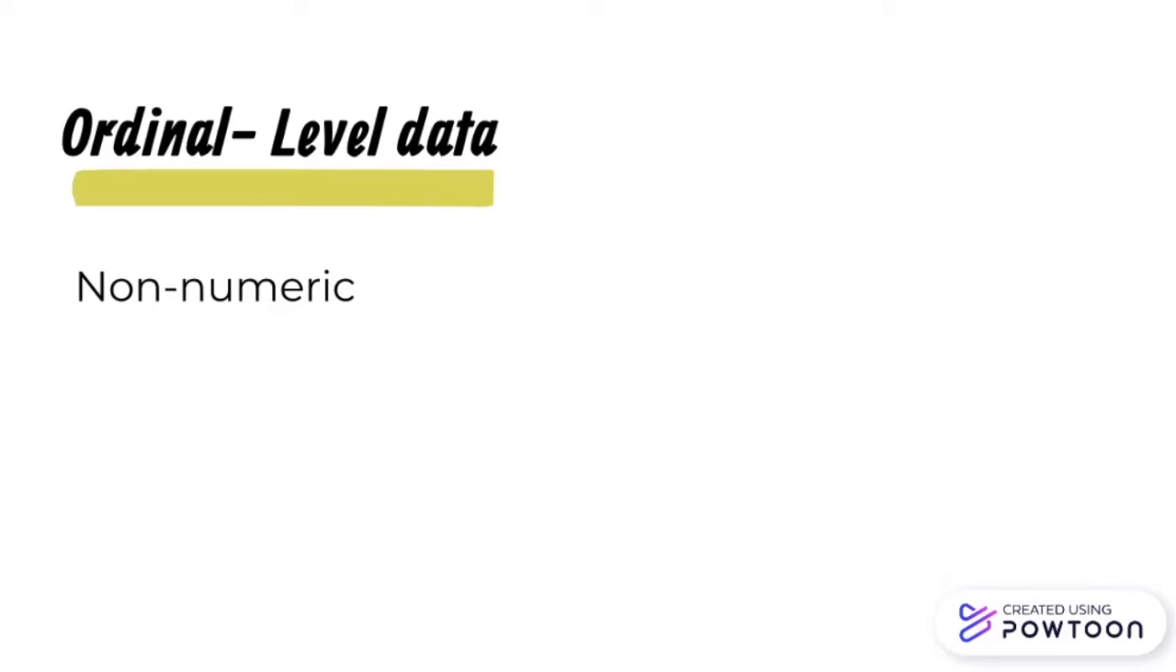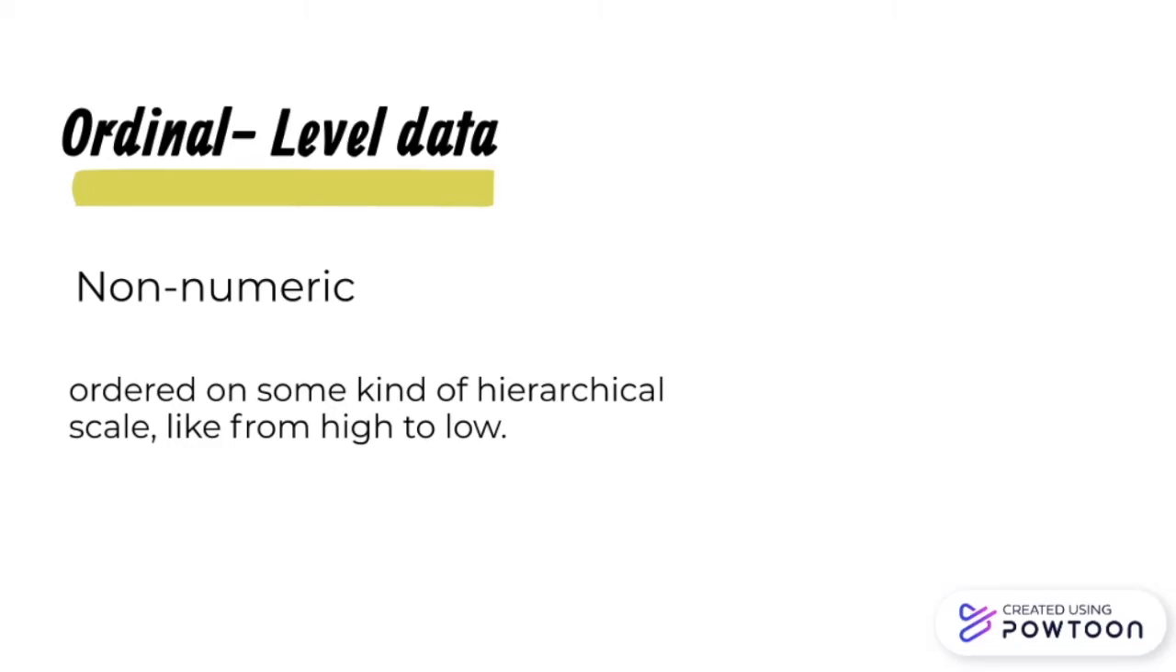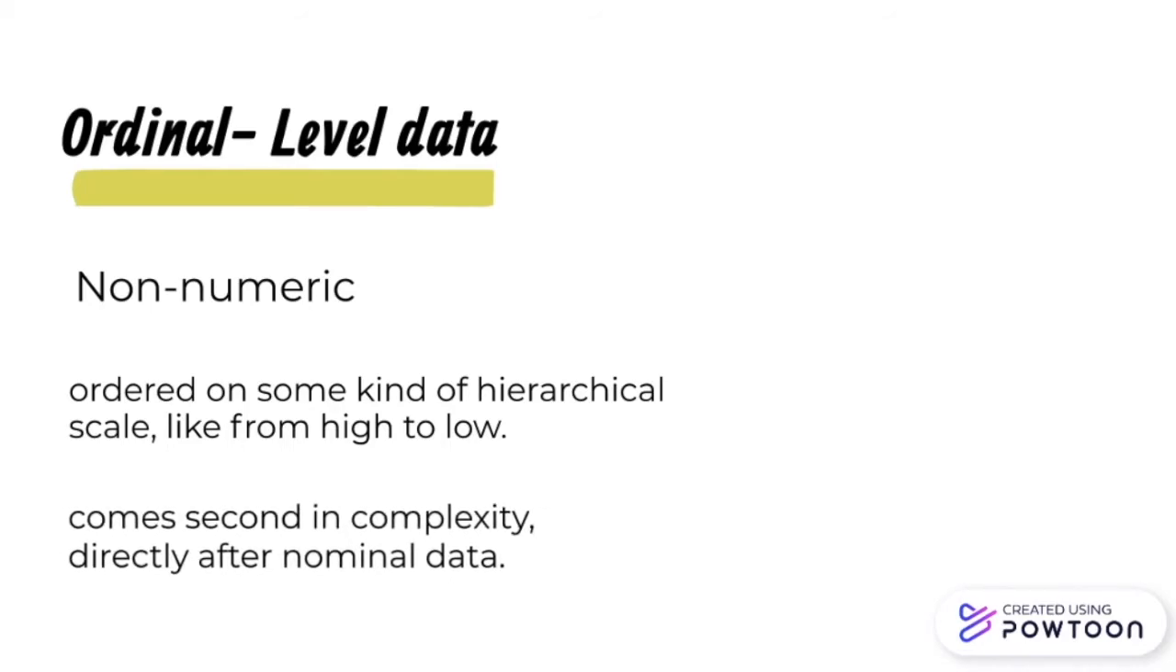A distinguishing feature of ordinal level data is that the categories it uses are ordered on some kind of hierarchical scale, like from high to low. These are still qualitative labels, as with the nominal scale, but you can see that they follow a hierarchical order, and it classifies the data while introducing an order or ranking. On the levels of measurement, ordinal data comes second in complexity, directly after nominal data.